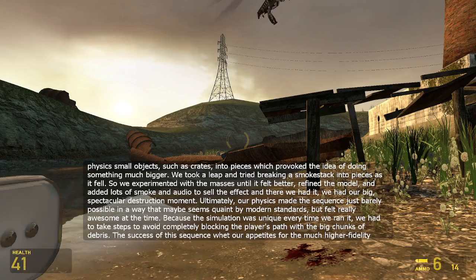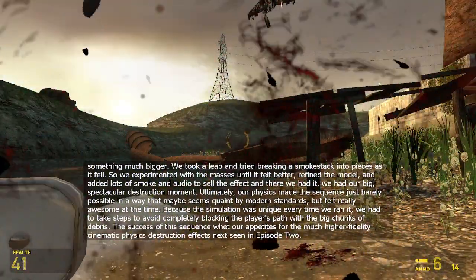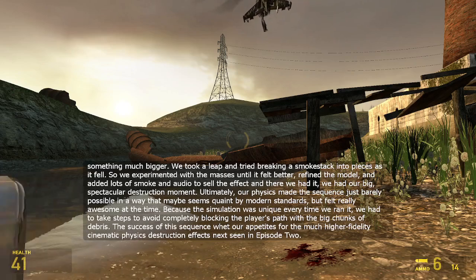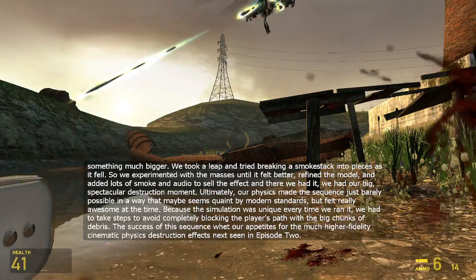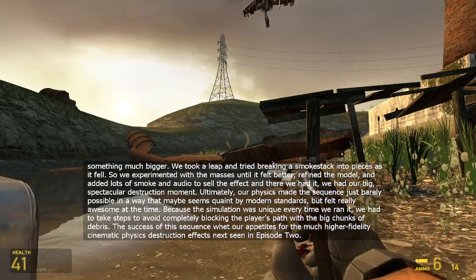Because the simulation was unique every time we ran it, we had to take steps to avoid completely blocking the player's path with the big chunks of debris. The success of this sequence whet our appetites for the much higher fidelity cinematic physics destruction effects next seen in Episode 2.